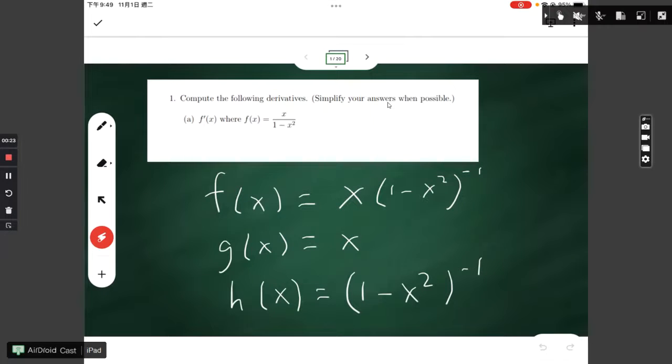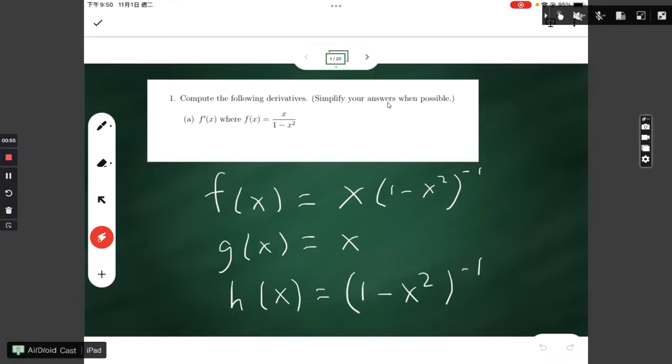Let's work on an AP Calculus question today. The question states that we have f of x equals x over 1 minus x squared, and they want us to calculate the first derivative, f prime of x. Now you can apply the quotient rule or the product rule. I prefer to apply the product rule. It's simpler. Either way will lead to the same conclusion.